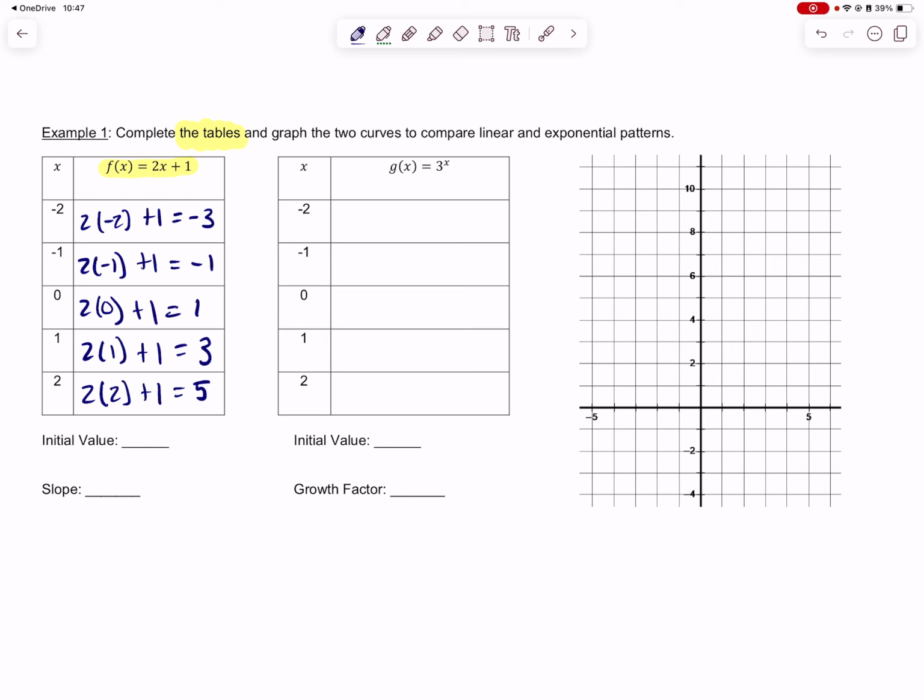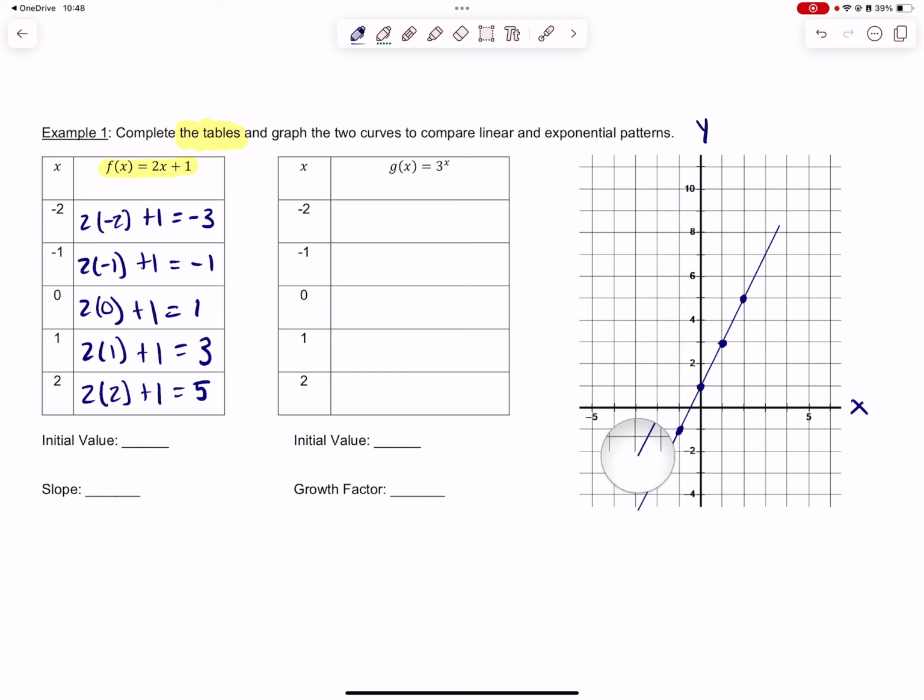So we can put this on our graph. Our horizontal axis is x. Our vertical axis is our y, or f of x, for this function. And we have the points negative 2, negative 3. So we can go to negative 2 on the x-axis and negative 3 on the y-axis to plot our first point. And then we have negative 1, negative 1. We have 0, 1, 1, 3, and 2, 5. And we can see that these 5 points are all going in the same direction, that these form a straight line for this function.